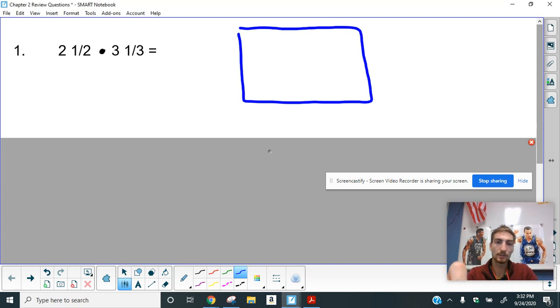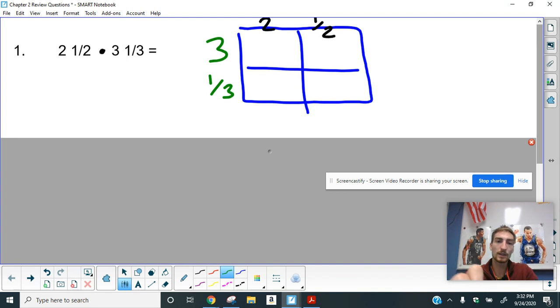So now I'm going to divide this into 4 parts, or quadrants. And here I have 2 1/2 at the top, and then I have 3 1/3 on the side. And so I'm going to start off by doing 2 times 3 for this first box. That'll give me 6. Then I do 2 times 1/3.